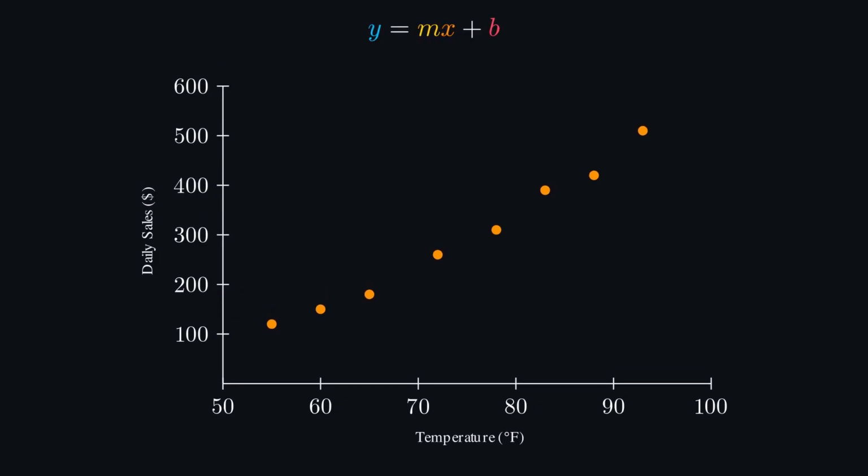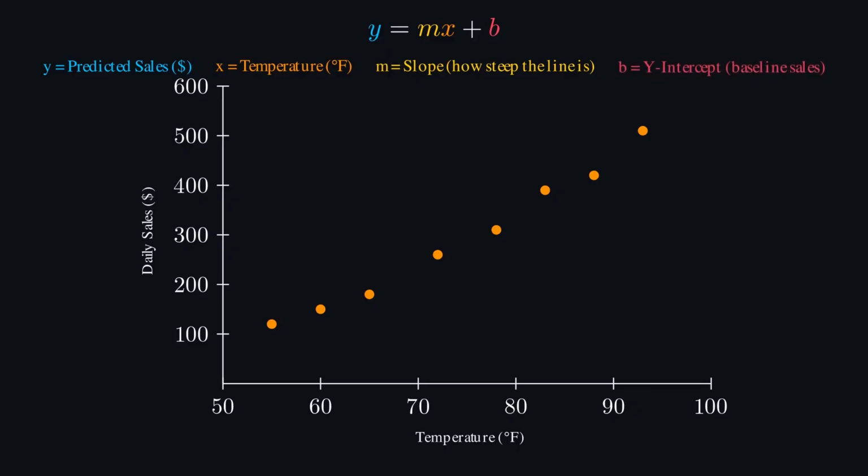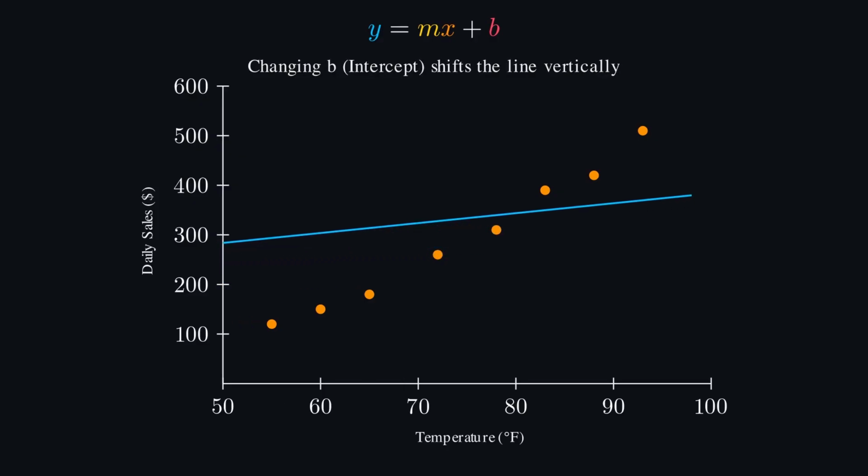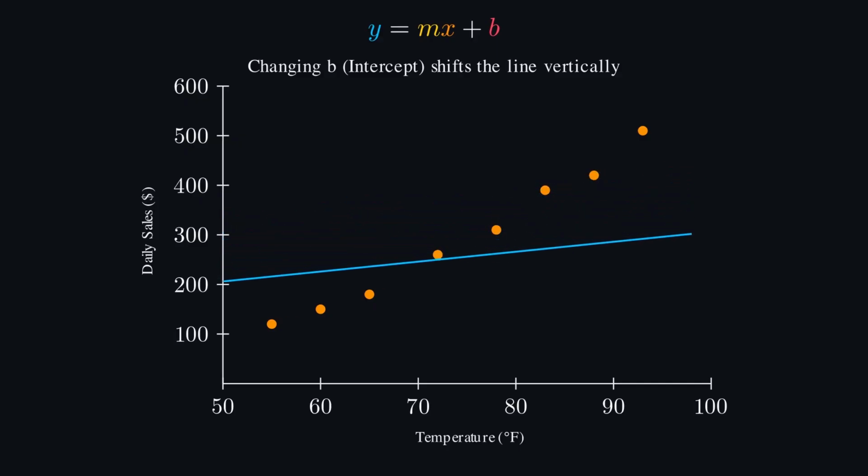To do that, we use the equation of a straight line, y equals mx plus b. You might remember this from school, but let's break down what it actually means for our ice cream shop. Here, y is the sales we want to predict. X is our input, which is the temperature. B is the y-intercept, representing our baseline sales. Even if the temperature is 0 degrees, we might still make a baseline amount of money from loyal customers.